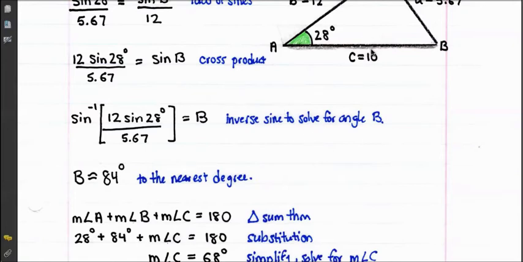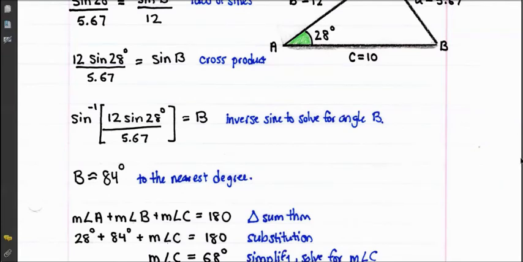So first, second, sine inverse. There's your sine inverse with an opening parenthesis. 12 sine 28. Then I close the parenthesis for that particular sine. Divided by 5.67. And then I close the parenthesis for the sine inverse. Hit enter. And remember, when we're finding degree measures, we're rounding to the whole degree. And so I'm going to say 84 degrees. And that's how you calculate this using your calculator.